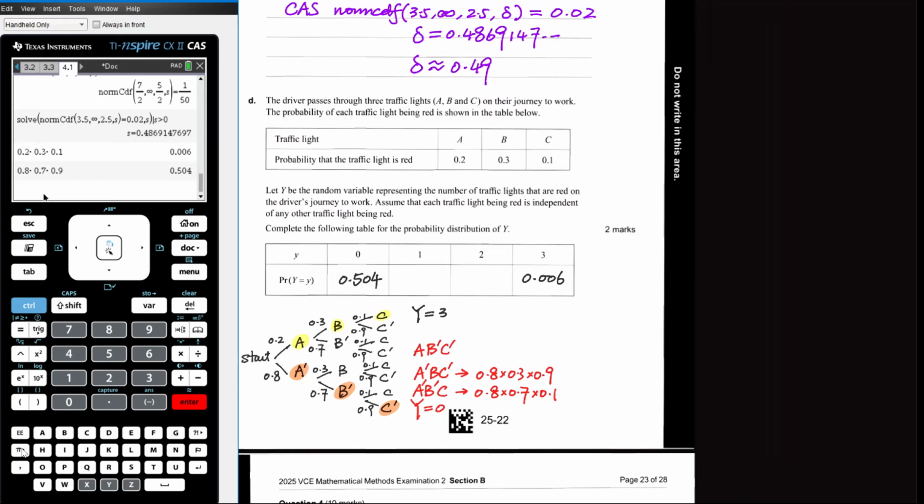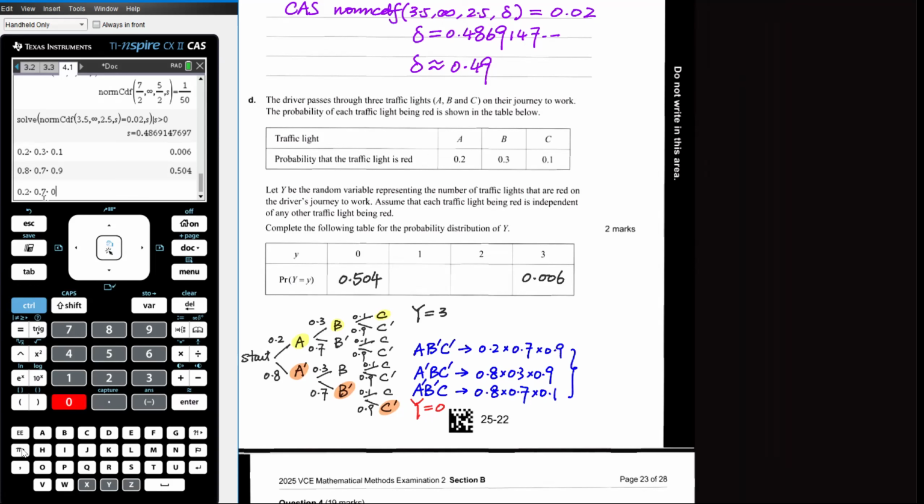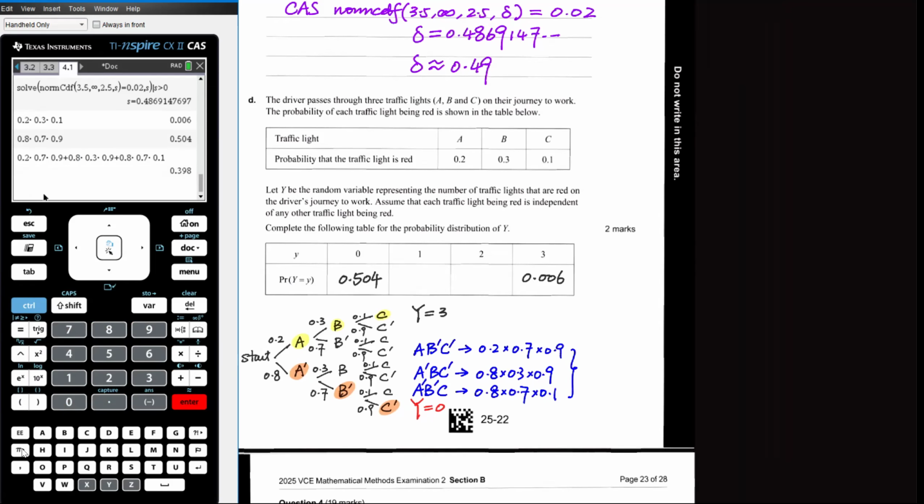So we just see one red light, okay? One red light. Maybe I should highlight them using a different color. So let me just use the blue color. A to B dash, that is 0.2 times 0.7 times 0.9. Eventually, the sum of the three probabilities will be the probability for y equals to 1, okay? Okay, that's 0.398.